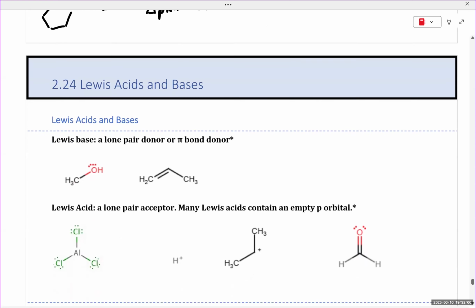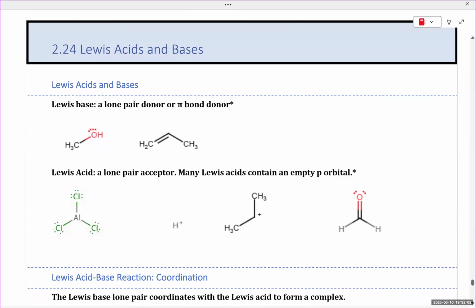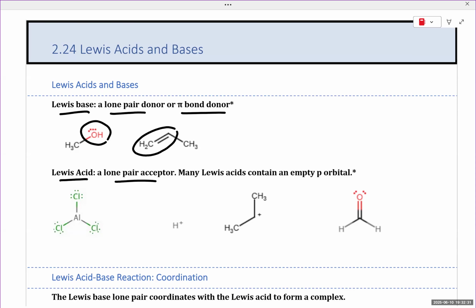We're now going to talk about a subclass of acids and bases, Lewis acids and Lewis bases. So Lewis acids and Lewis bases are very different from Bronsted acids and Bronsted bases, but they're very relevant for organic reactions. A Lewis base is a lone pair donor or pi bond donor. So for example, an alcohol can donate a lone pair, while an alkene can donate a pi bond. A Lewis acid is a lone pair acceptor.